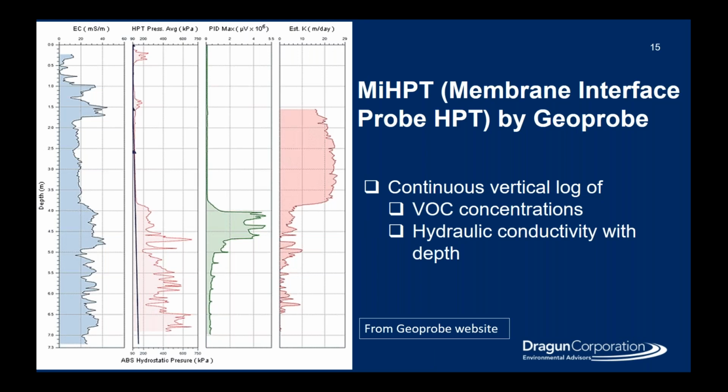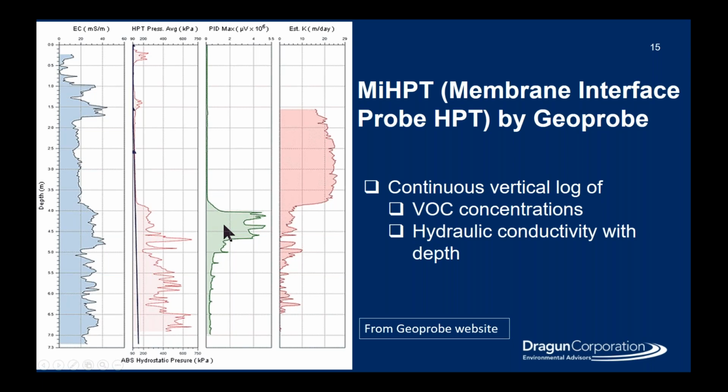So this is an example of a log where we've done both HPT and MIP. So you get both a record of chemistry and hydraulic conductivity. You can see that on the left we have again the EC log, which gives us an idea about chemistry, where the permeable zones are. And then similarly, the HPT log, which is the second from the left, gives us an idea of where the permeable zones are. So the low pressure values in the middle indicate a high permeability zone. And then as you get lower in the log, we see high pressures indicating some more low permeability materials.